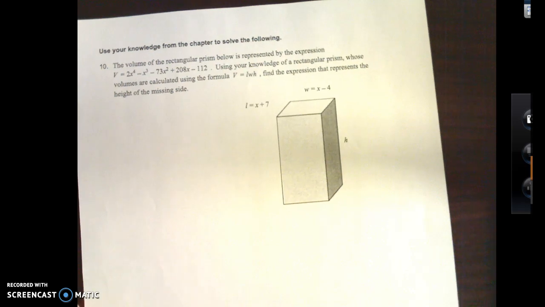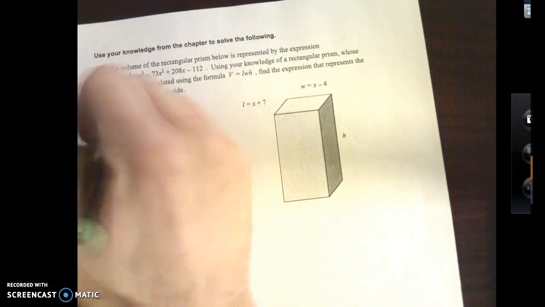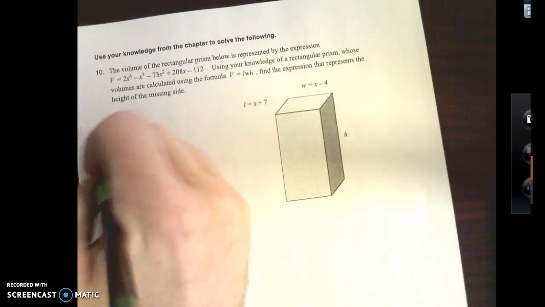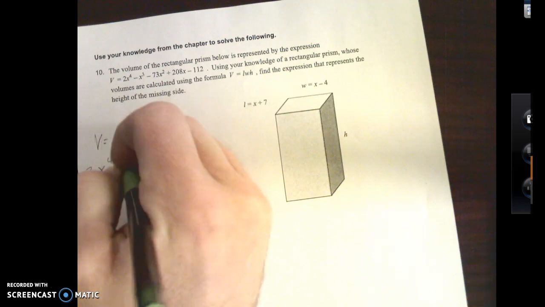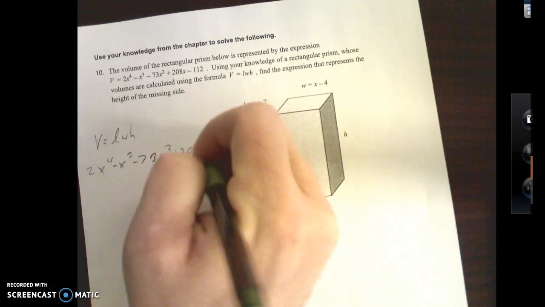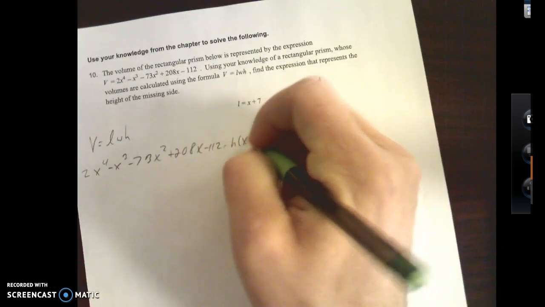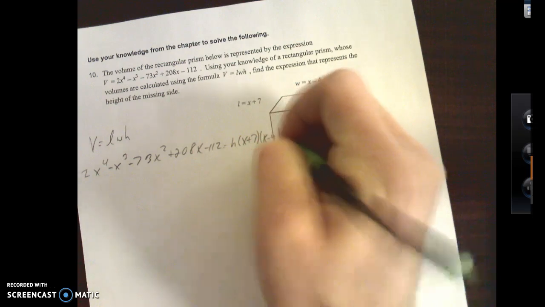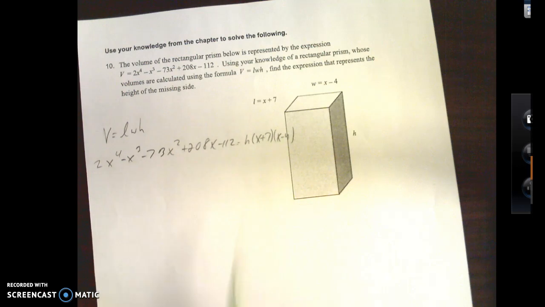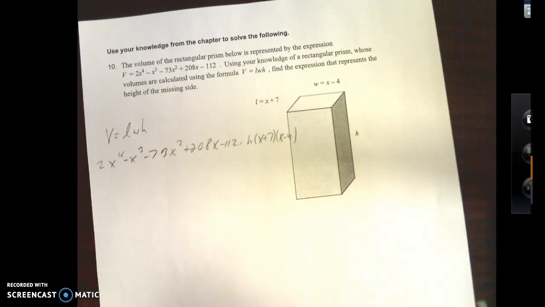Guys, if you have no idea how to do this, okay, what you can do is you can just write down volume is 2x to the 4th minus x to the 3rd minus 73x squared plus 208x minus 112 equals height times x plus 7 times x minus 4. So what you're really doing here is you're dividing all of this by these two things over here. Now, there's two different ways to do this, the hard way, the easy way. I'm encouraging you to do the easy way.